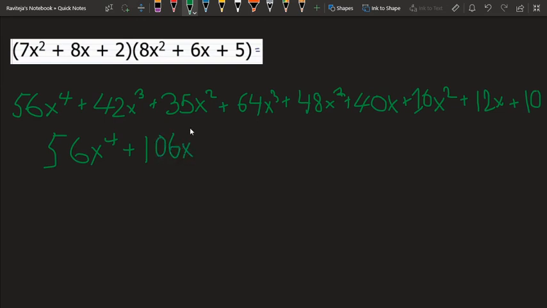Now we move on to our x squared, where we see we have a 35x squared, a 48x squared, and a 16x squared. So now we want to add these x squares together. Okay, well, 35 plus 48 is 83, and then 83 plus 16 is just 99. So then we have plus 99x squared. Then we have our x's, which is plus 40x, and then plus 12x, which would result us with 52x. And finally, we have our 10 on the end. So this is the answer for when you multiply these two polynomials together.